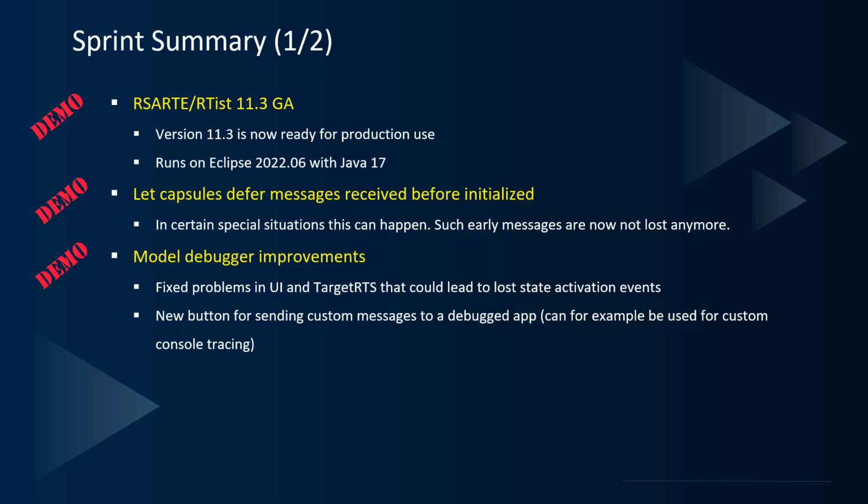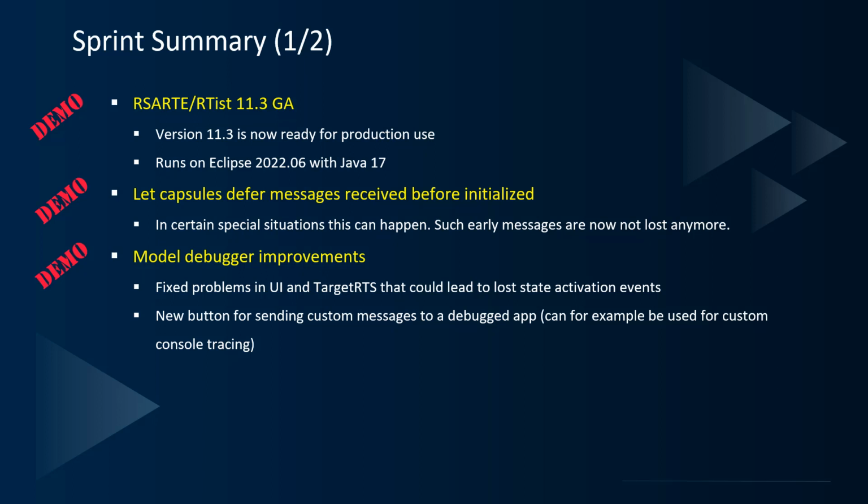So I guess the biggest news in this sprint is that we will release HCL RTist 11.3 general availability release. We did a pre-release of this before, but now it's recommended for production use. This version of RTist runs on Eclipse 2022-06, and another news is that it runs with Java 17, which, of course, is newer than Java 11, so you get some performance improvement just by switching to this JVM.